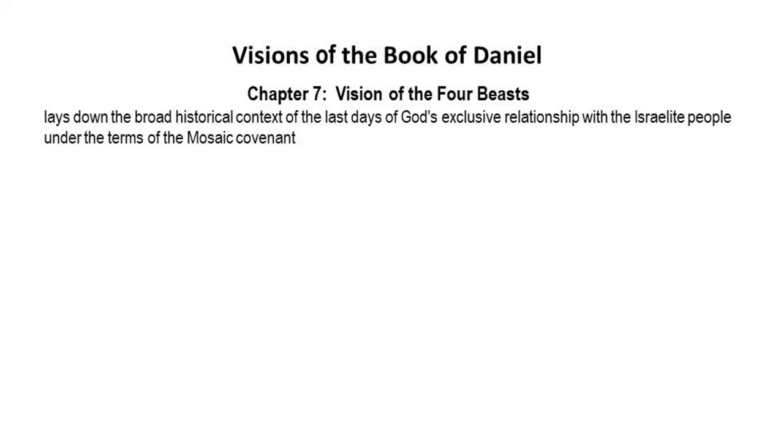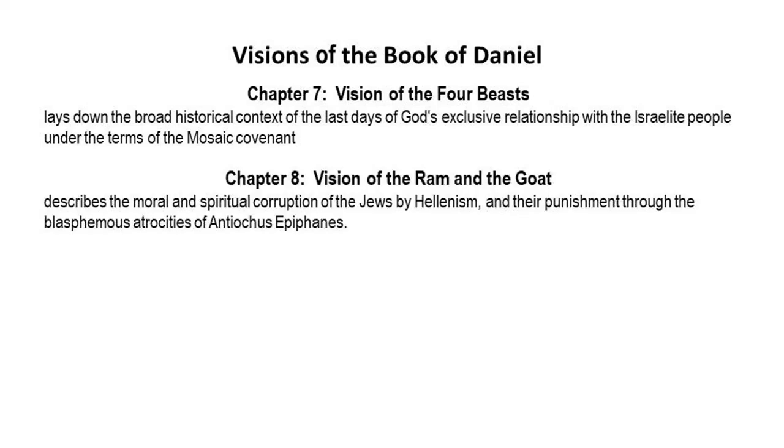Chapter 7, the vision of the 4 beasts, lays down the broad historical context of the last days of God's exclusive relationship with the Israelite people under the terms of the Mosaic covenant. Chapter 8, the vision of the ram and the goat, describes the moral and spiritual corruption of the Jews under Hellenism and their punishment through the blasphemous atrocities of Antiochus Epiphanes.